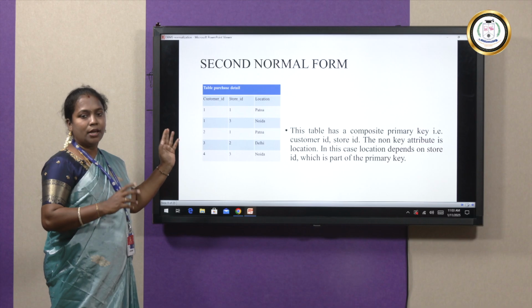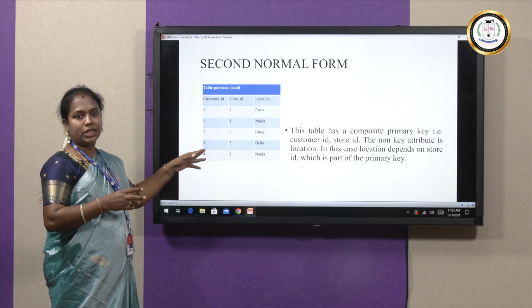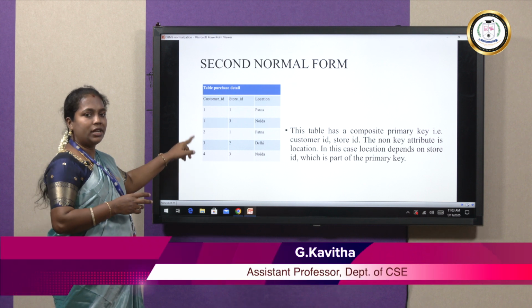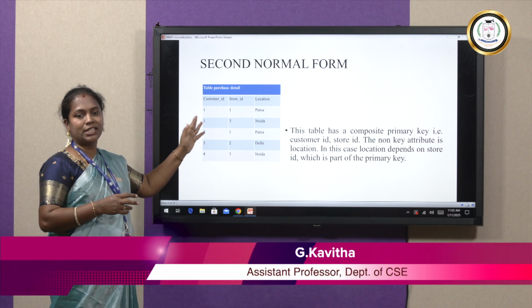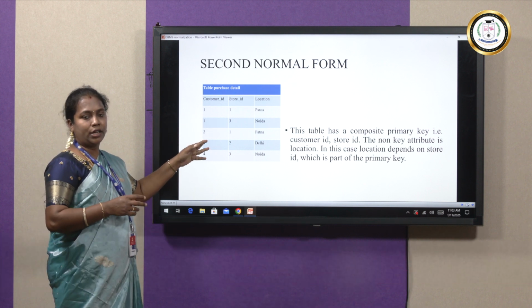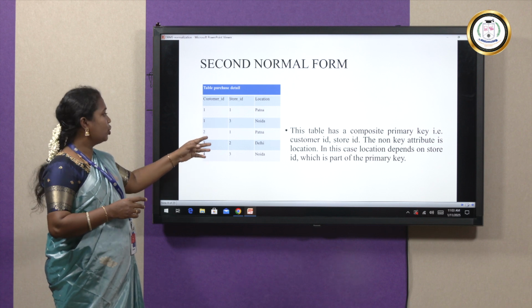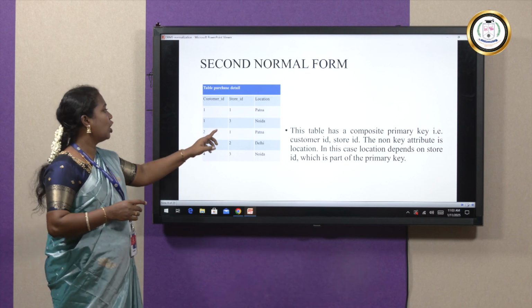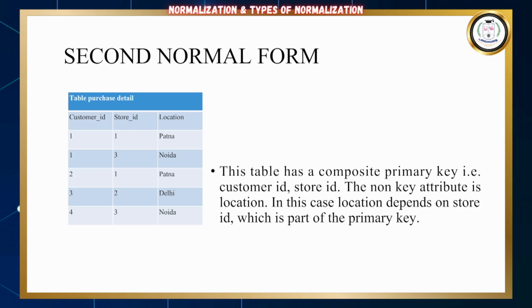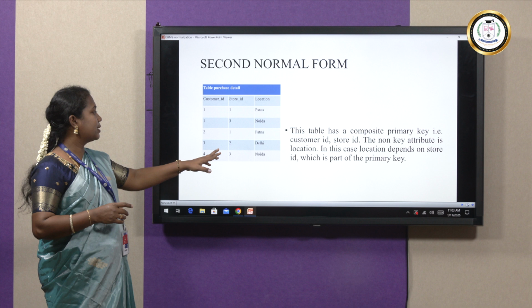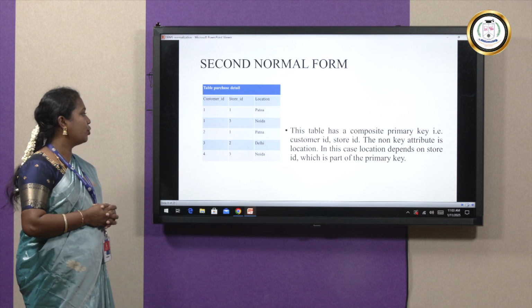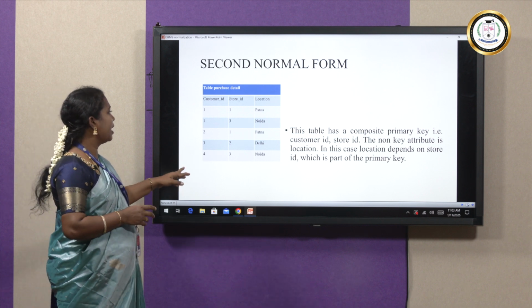Why is it a composite primary key? Customer ID and store ID together form the primary key, so I am taking the two columns into this query. It will display both the attributes' values. So that's called a composite primary key. Customer ID, store ID are the key attributes, and location depends on store ID, which is only part of the primary key.